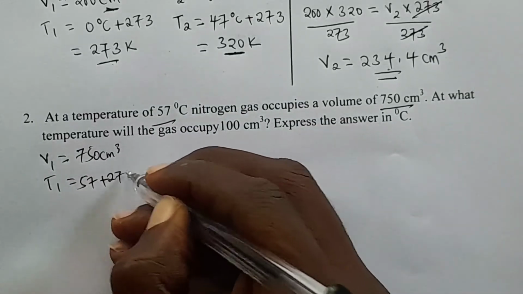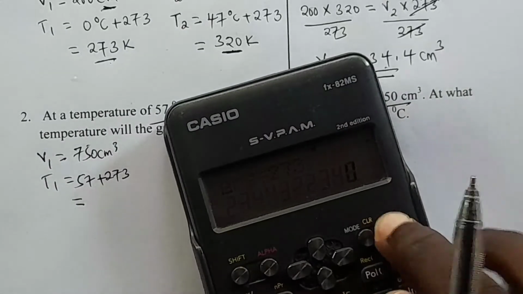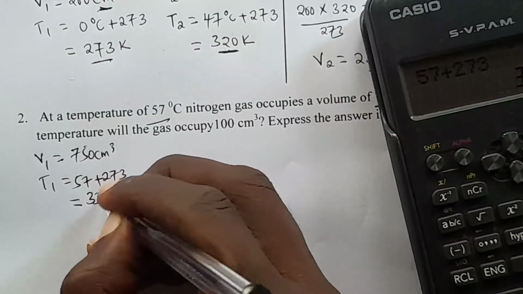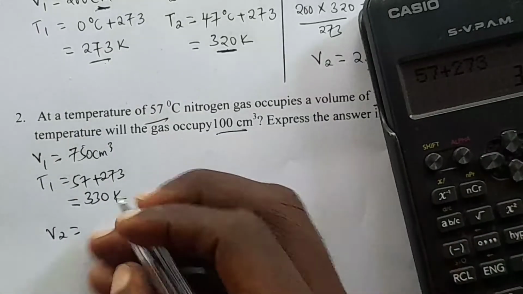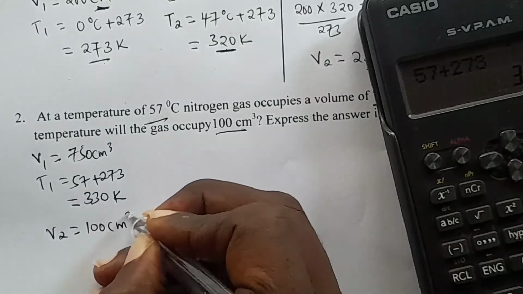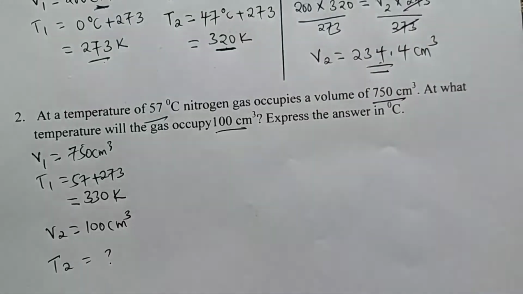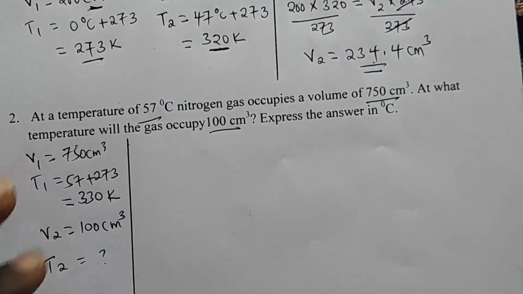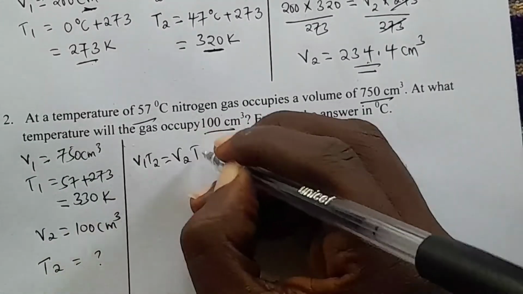But to convert into the Kelvin scale, you are supposed to add 273. So what is 57 plus 273? We are going to get 330 Kelvin. So volume 2 here, we are given 100 centimeter cube. Temperature 2, we don't have. So after that, remember the formula for Charles' law: V1 T2 is equal to V2 T1.